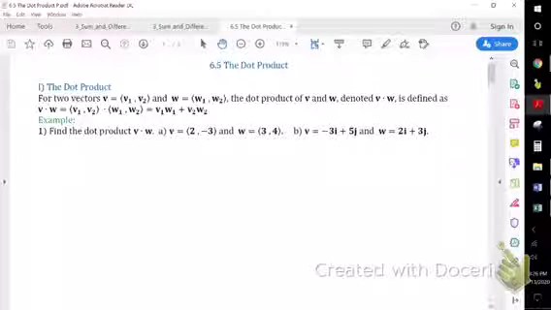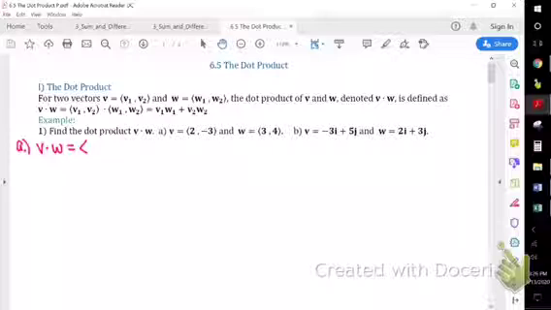And so we're going to take the first components of each of them and multiply them, plus the second components of each and multiply them. So example 1 says to find the dot product v dot w, a, with vector v having components of 2, -3, and vector w having components of 3, 4. Alright, so let's find for a, let's find v dot w.